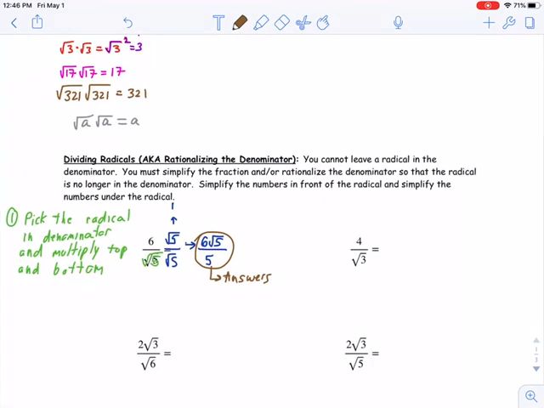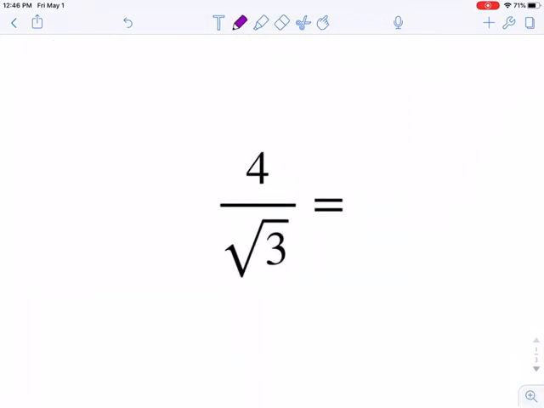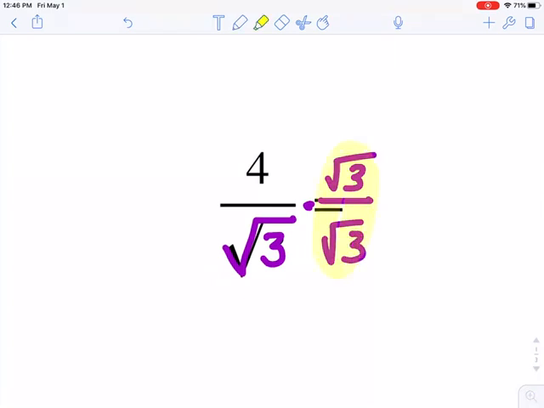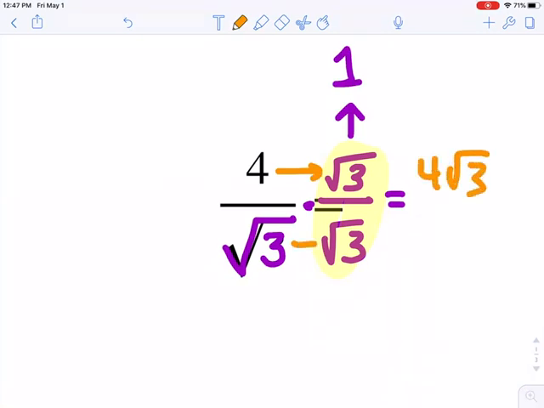Looking at this example over here, we're going to pick the radical in the denominator, which is radical 3. I'm going to pick this number, and I'm going to multiply the top and bottom by it. Now realize this number, radical 3 over radical 3, is just 1. So I'm multiplying 4 radical 3 by 1, so I'm not changing the value of it. Then you just multiply straight across. You're going to do 4 times radical 3, which is 4 radical 3. You're going to do radical 3 times radical 3, which is 3. And boom, that's your answer. This is considered simplified.